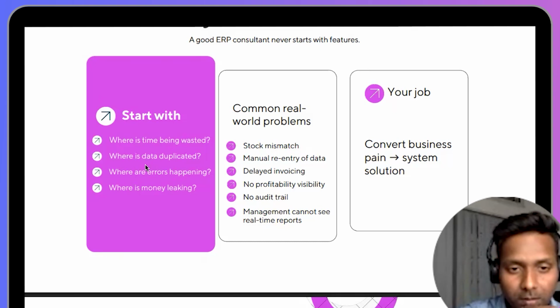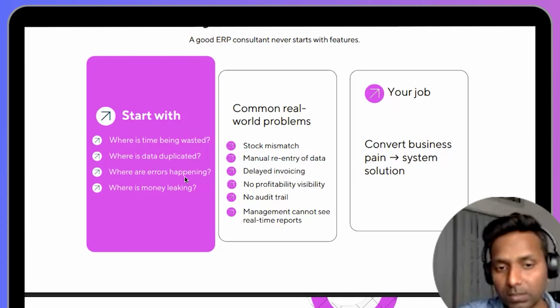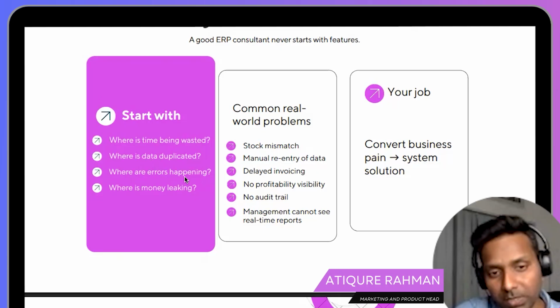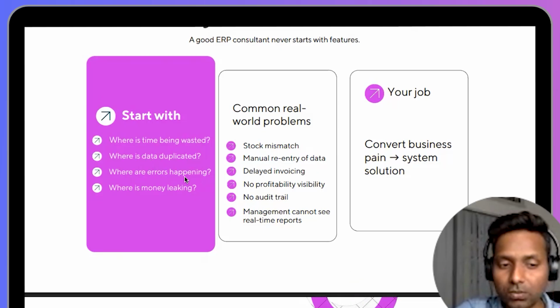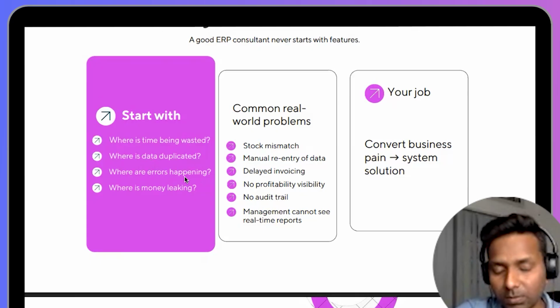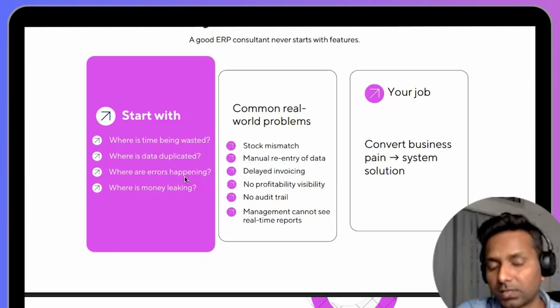And where the errors are happening, you have to find out where the problems are happening. Sometimes even if you implement ERP, the entire business process is not correct, so you have to identify where the problems are coming from and what is causing the errors. So an ERP consultant is not only about remembering the software, or how the screen looks like. It is not like that.